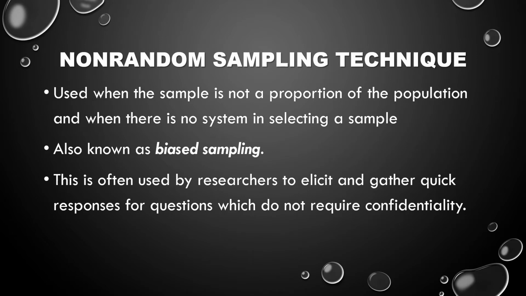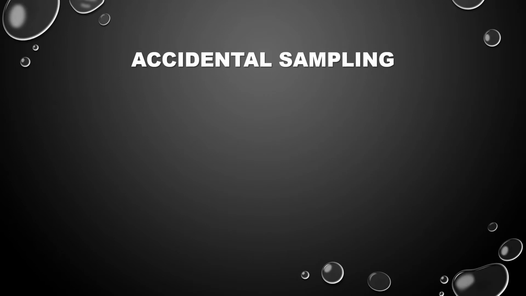This is often used by researchers to elicit and gather quick responses for questions which do not require confidentiality. That is why it is less accurate. Okay, this is the first type of non-random sampling. We call that one accidental sampling.